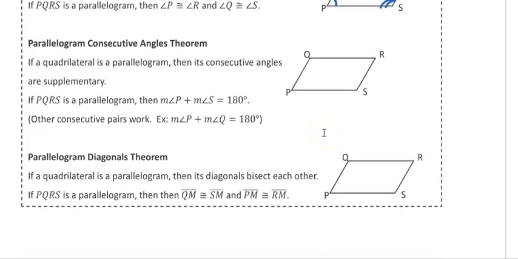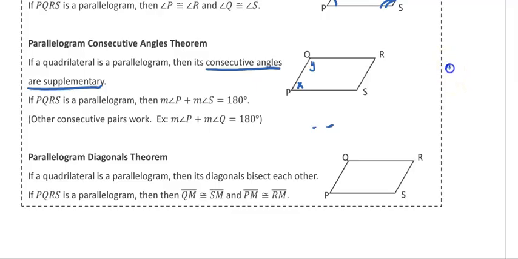Okay, this one sometimes throws people. The parallelogram consecutive angles theorem says if this is a parallelogram, then the consecutive angles are supplementary. Consecutive means one right after another. So for example, if you have P and we call it X, just as an example, one of the angles next to it, either Q or S, let's call Y. So those are two consecutive angles, angle P and angle Q.